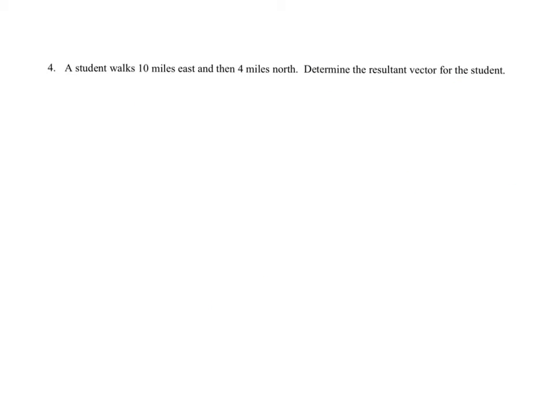All right, moving on to question 4, we have a student walking 10 miles east, then 4 miles north, and we're going to determine the resultant vector for the student. So for the first step, of course, is going to be to draw it. So your student goes east 10 miles, and then turns and goes north 4. And remember, you're drawing these one after the next. Then your resultant vector will make your hypotenuse of your right triangle, and then the angle you want is the corner where you first started drawing.